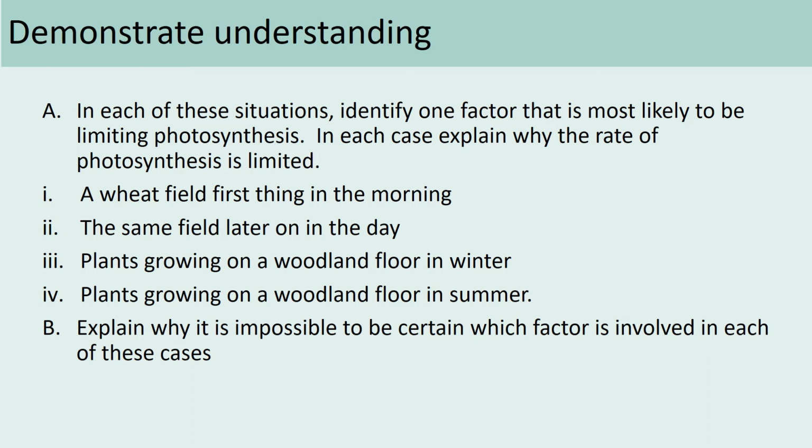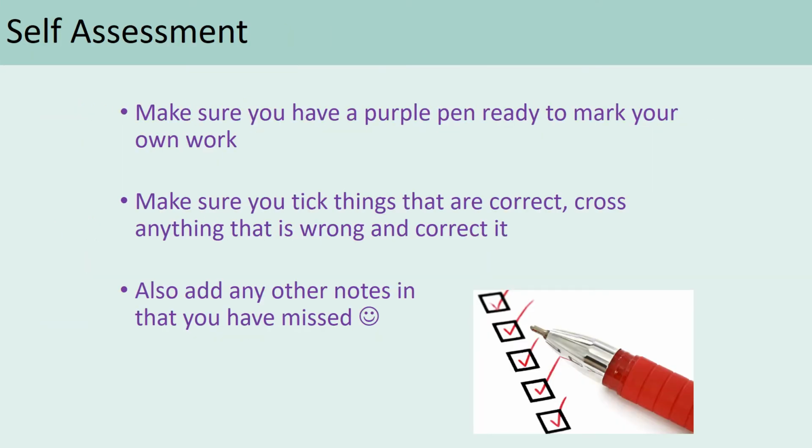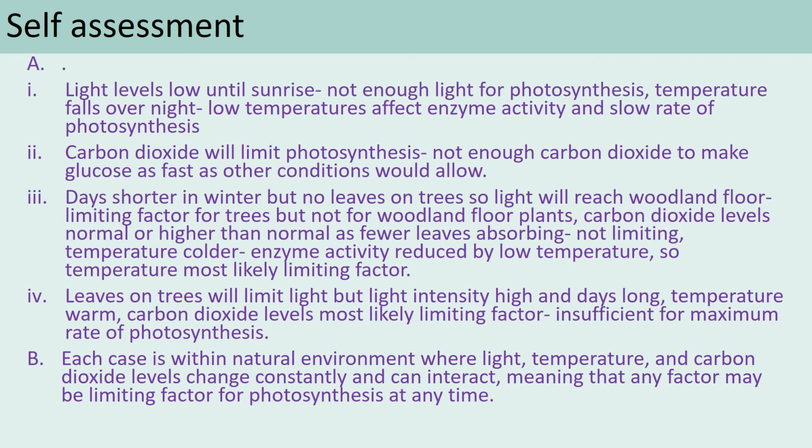Okay, so hopefully we've had a stab at those. We're going to now go over some of the answers you might have come up with. So grab a different coloured pen and let's have a look at how we did. So we already did the first one. So light levels will probably be the limiting factor, because there'll be less light, the sun won't have come up. The next one, later on in the day, carbon dioxide will probably be the limiting factor of photosynthesis. There's a very small percentage of carbon dioxide in the air, and if you're a wheat plant in a wheat field, you've got all the other plants removing that carbon dioxide.